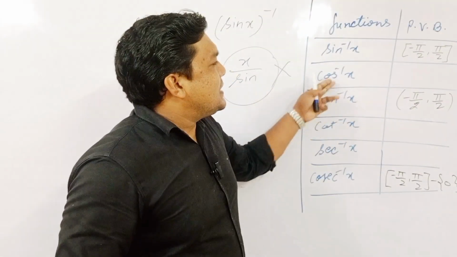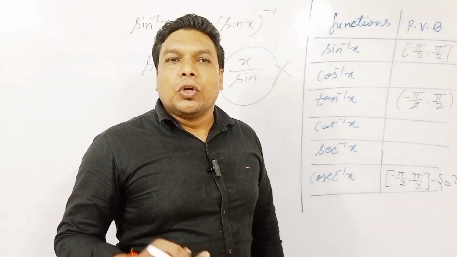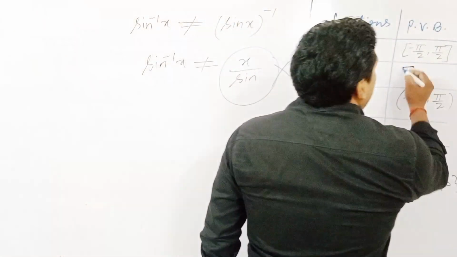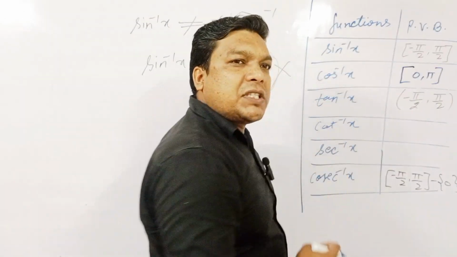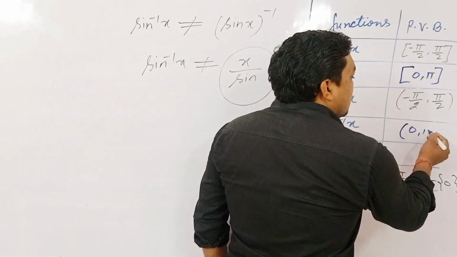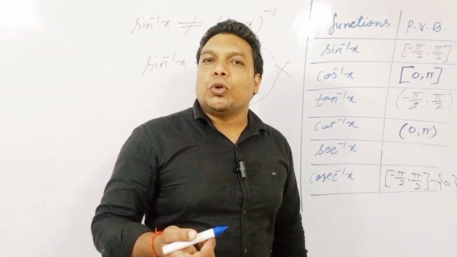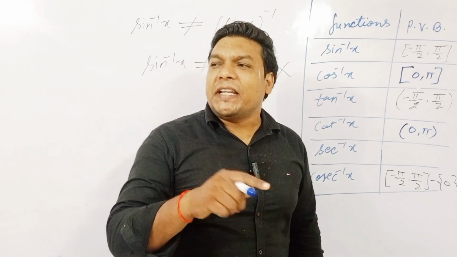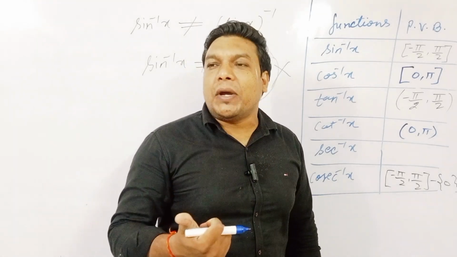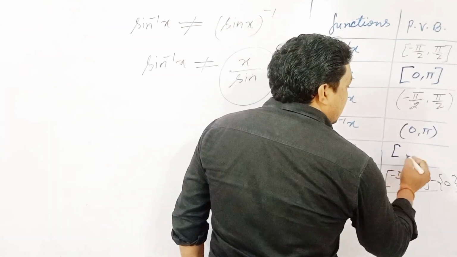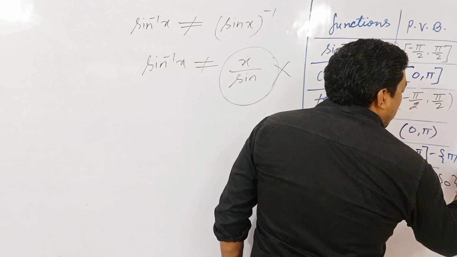Next we will see PVB of cos inverse x. It is the closed interval 0 to pi. PVB of cot inverse x is the open interval 0 to pi. PVB of sec inverse x is the closed interval 0 to pi minus pi by 2. Why minus pi by 2? Because sec x has a problem where cos x is 0, and cos x is 0 at pi by 2.